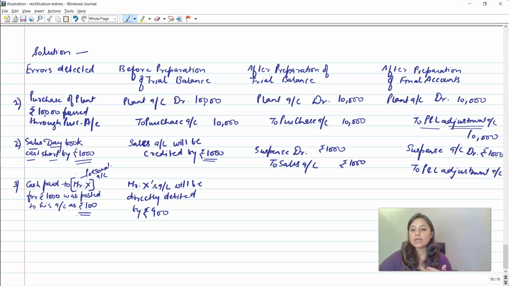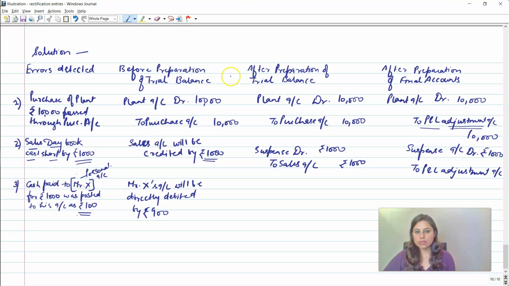And here, as it has not been mentioned, we can simply say that X could be the owner itself, which has a separate account which is maintained. So this could be the capital account, in which the payment made was of rupees 1000, but instead of rupees 1000 only 100 has been recorded. So the remaining 900 would thus be directly debited to the personal account of Mr. X.